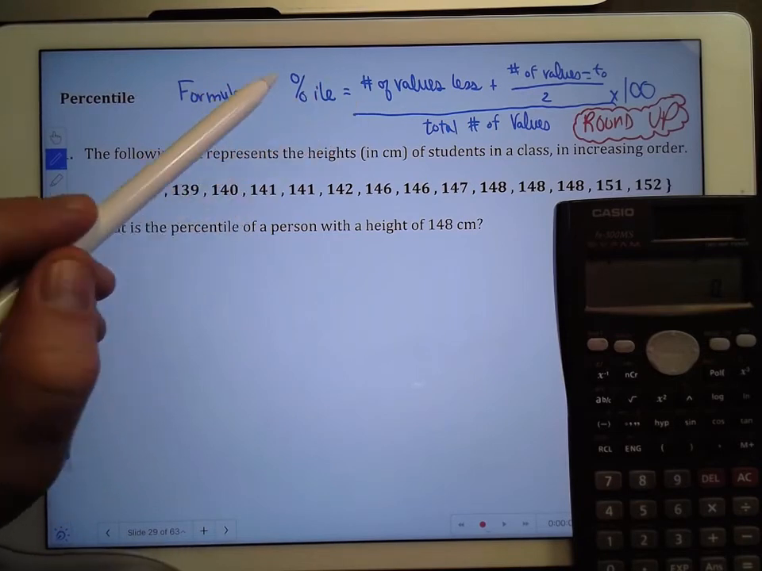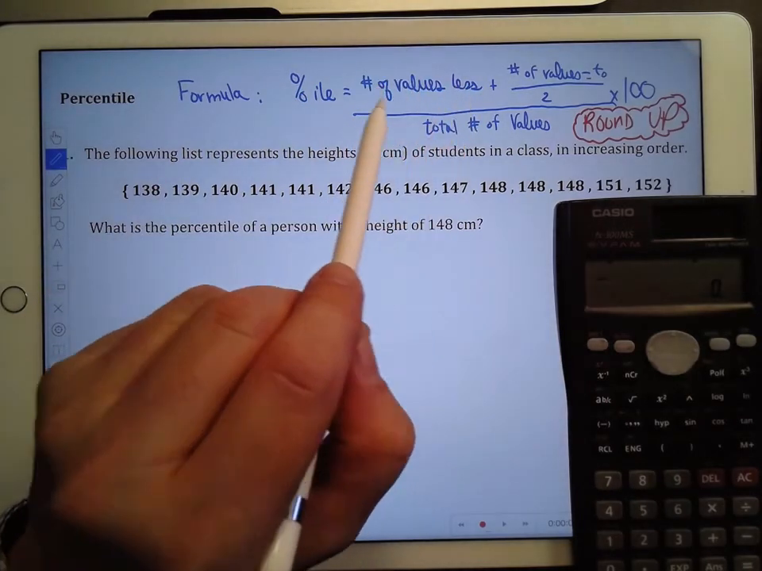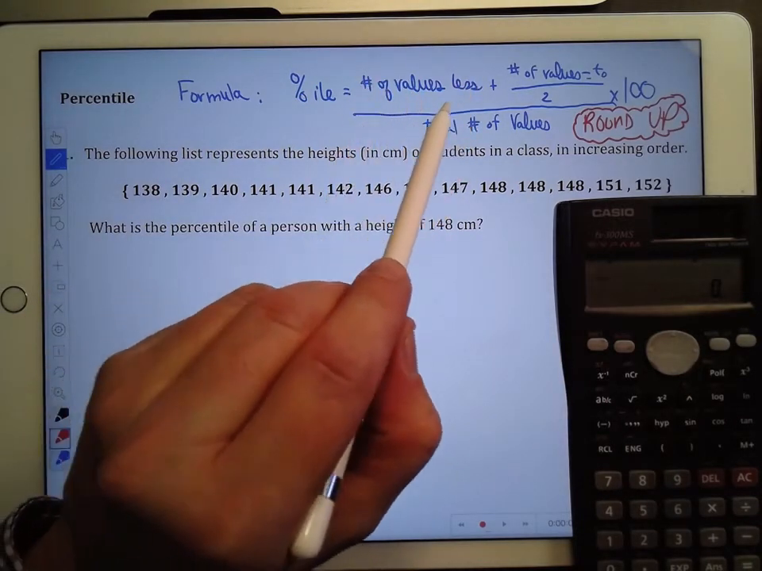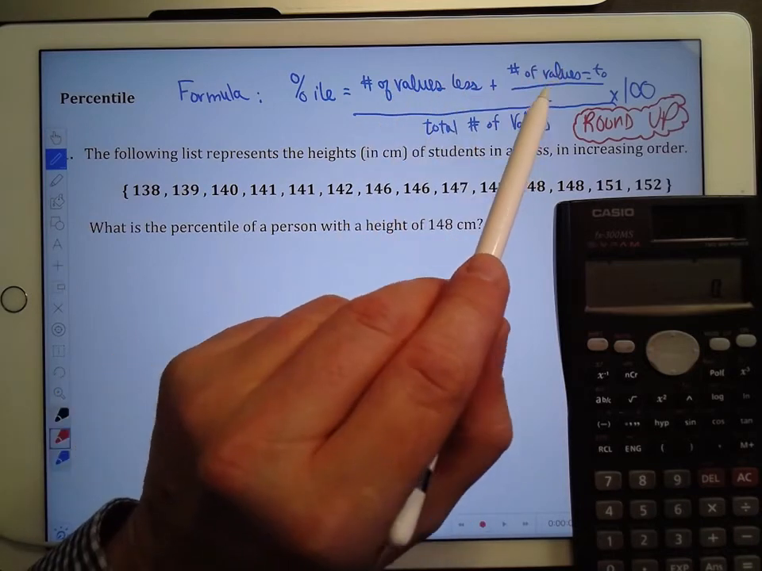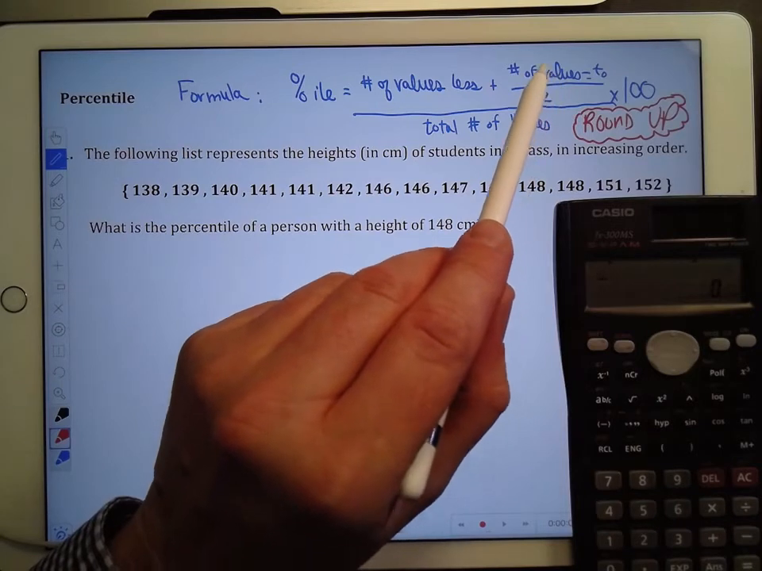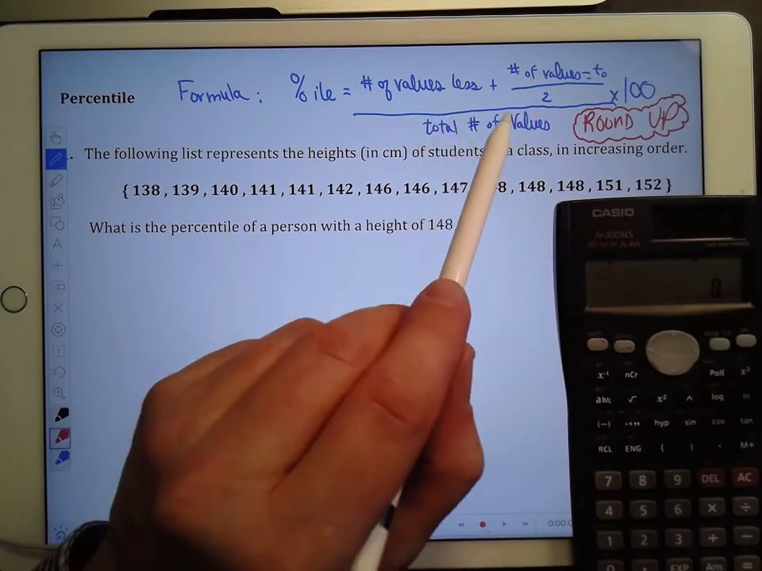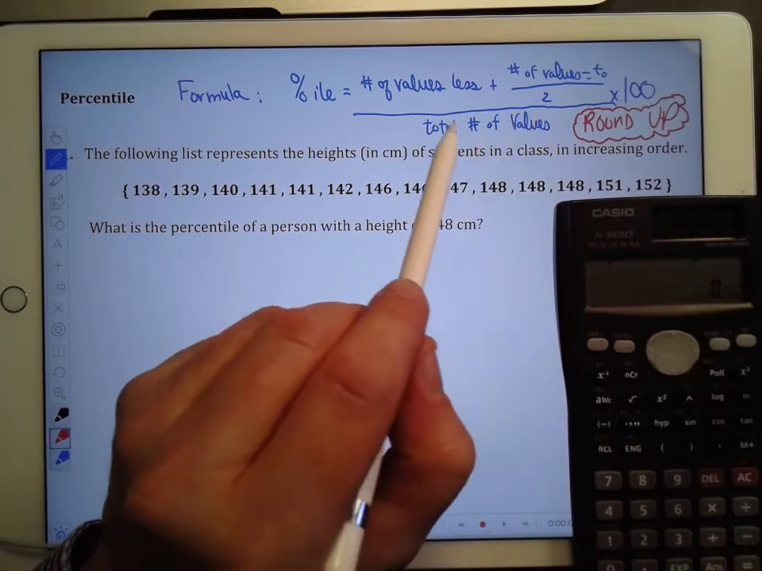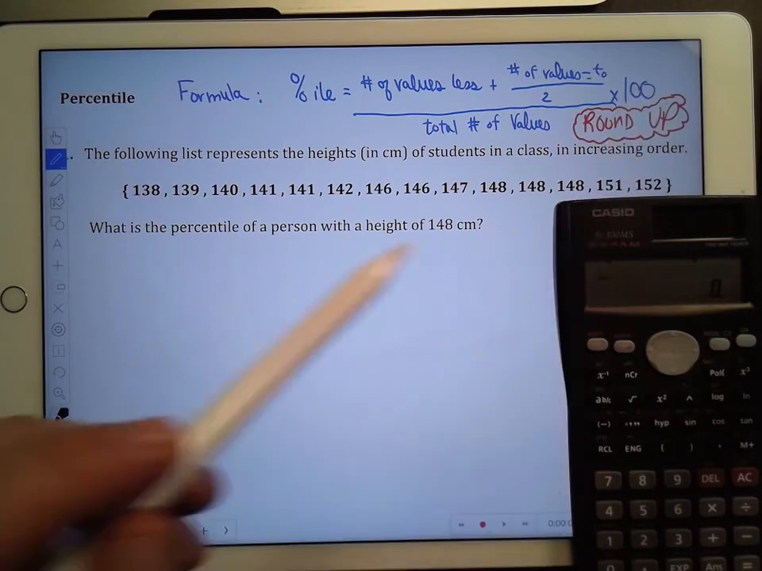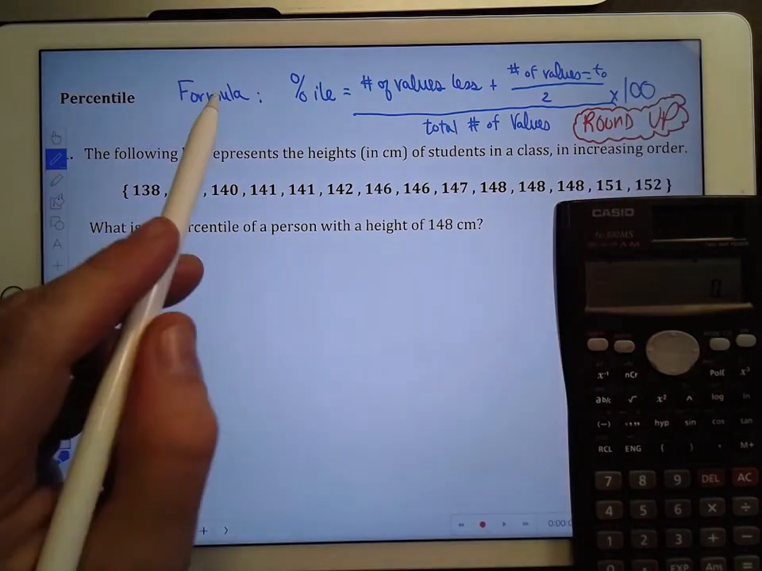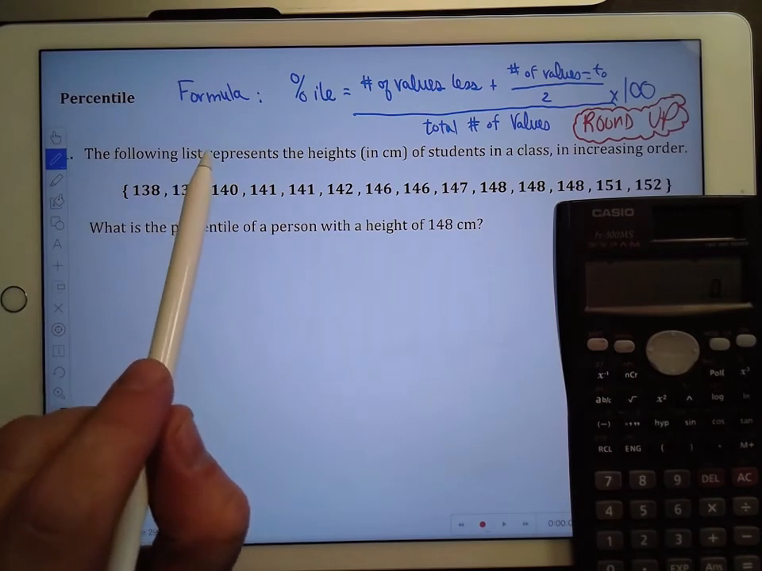To get that percentile, you're going to count the number of values less than the target value, or the value we're being asked about, and you'll record that right here in the formula. And you're going to look for the number of values equal to the one we're being asked about and divide that one by 2. You'll add those two together and then divide by the total number of values down over here, times the whole thing by 100, and don't forget at the end that we're going to be rounding up.